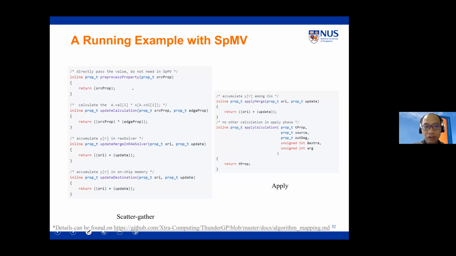This just gives you a look at our system. You can do it for example for SPMV. You can program it in C. It's very simple, rather than using RTL.